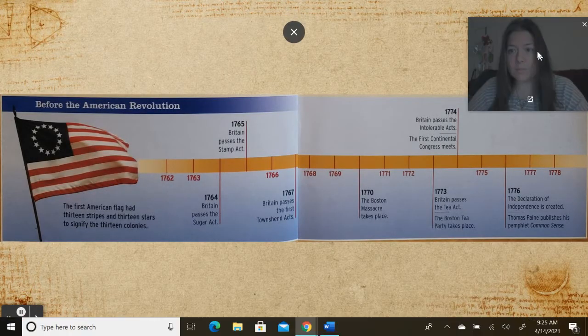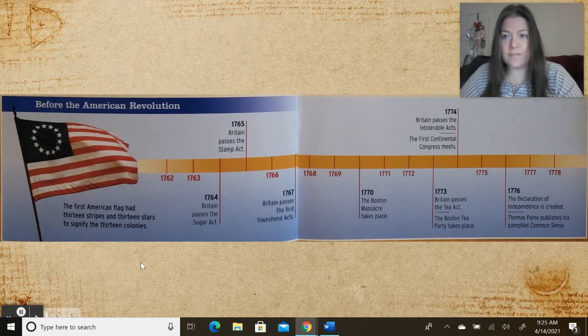And last, spread across pages 4 and 5, is a timeline. Notice that the timeline says before the American Revolution. So that's letting you know that the events on this timeline happened before the American Revolution. Here we have a picture of what the first American flag looked like. It had 13 stripes and 13 stars to signify the 13 colonies. All right, so let's look at the events.